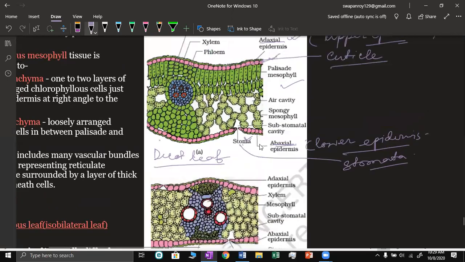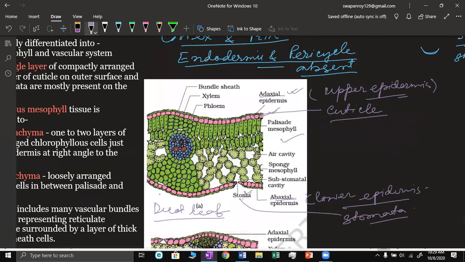This dicot leaf is usually called the dorsiventral leaf. That is, the leaf is differentiated into dorsal and ventral surface. The upper surface of the leaf is called the ventral, and the lower one is the dorsal. This is the back, this is the front of the leaf. In most leaves, stomata have more concentration on the lower epidermis.